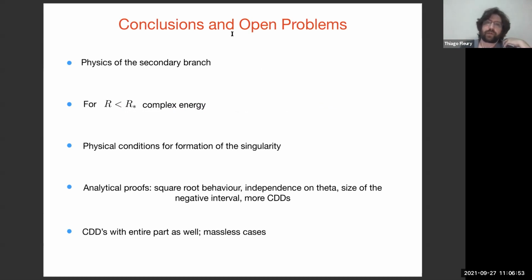So the conclusions and open problems. One of the main open questions for this kind of deformations, and also for TTbar, is what is the physics behind the secondary branch? The primary branch is related to the S-matrix, to the particles, to the physics of the model, but the secondary branch, maybe there is some interesting physics behind it, but we don't know.